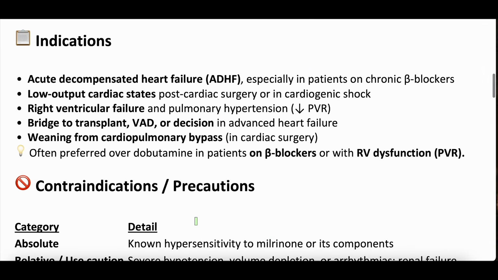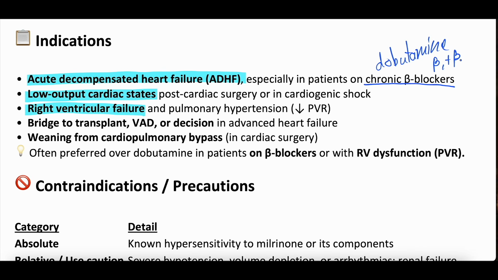Indications for Milrinone, as we already kind of mentioned above: acute decompensated heart failure, low cardiac output states, and right ventricular failure are all really nice indications for Milrinone. Patients on chronic beta blockers are sometimes less responsive to Dobutamine because Dobutamine affects beta 1 and beta 2 receptors. So those on chronic beta blockers, especially non-selective beta blockers like carvedilol, sometimes respond better to Milrinone because Milrinone is not affecting the beta receptors, whereas Dobutamine's mechanism of action is, so Dobutamine might be less effective.